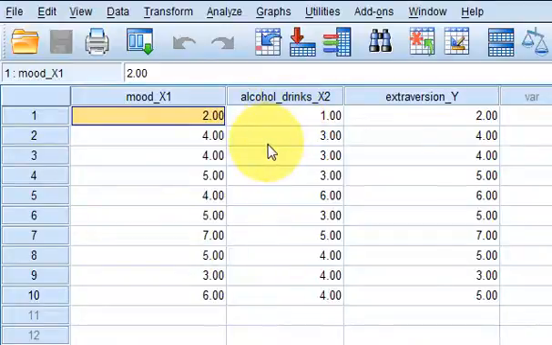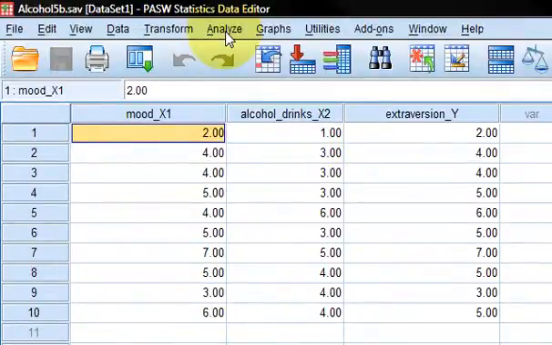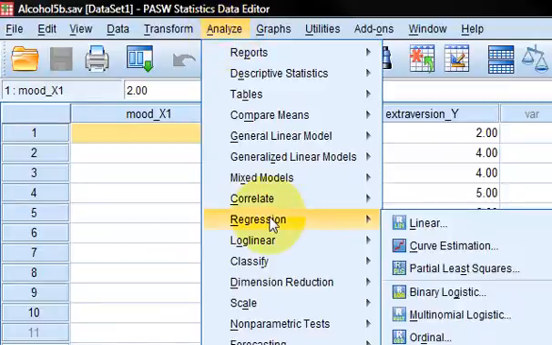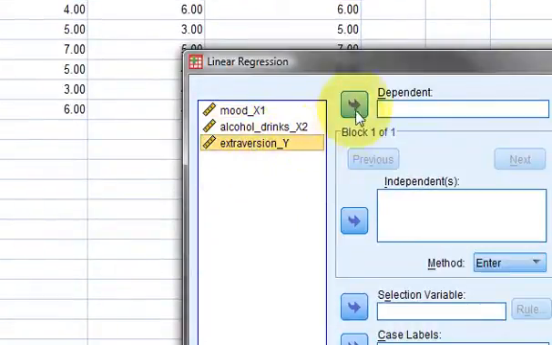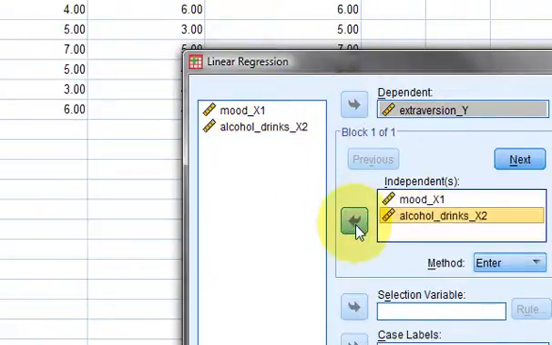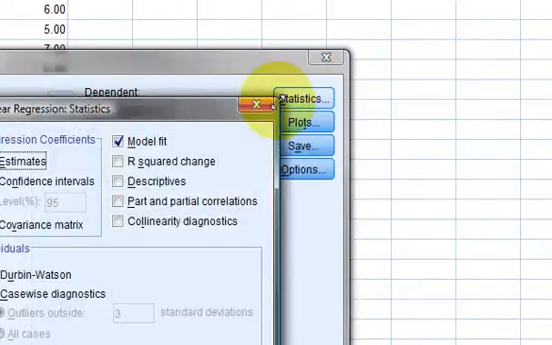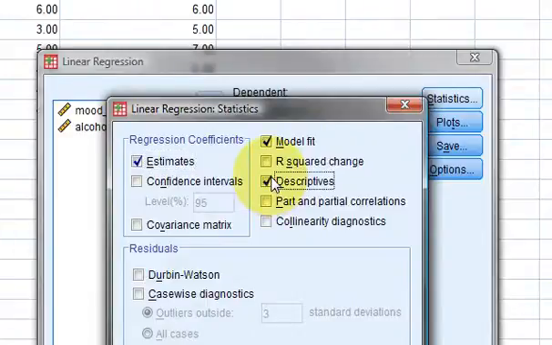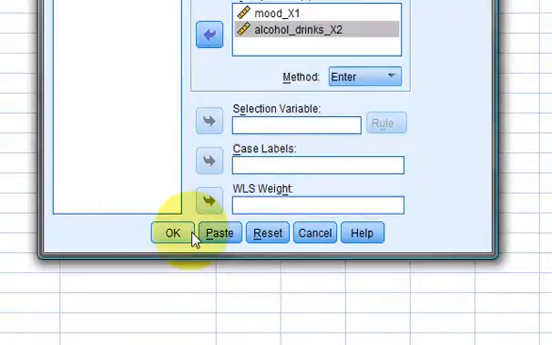Well, you've got one DV and two IVs. So what that means is you can't do a single regression, you need to do a multiple regression. To do that, we go to Analyze, Regression, and Linear. We take the DV, which is extroversion, put it into dependent, and we take mood and alcoholic drinks and put them into independent. Nice and simple. Next, we need to do some statistics to get out of it. What we want is descriptives, parts and partial correlations, and collinearity diagnostics. And then we press continue. Then we press OK.